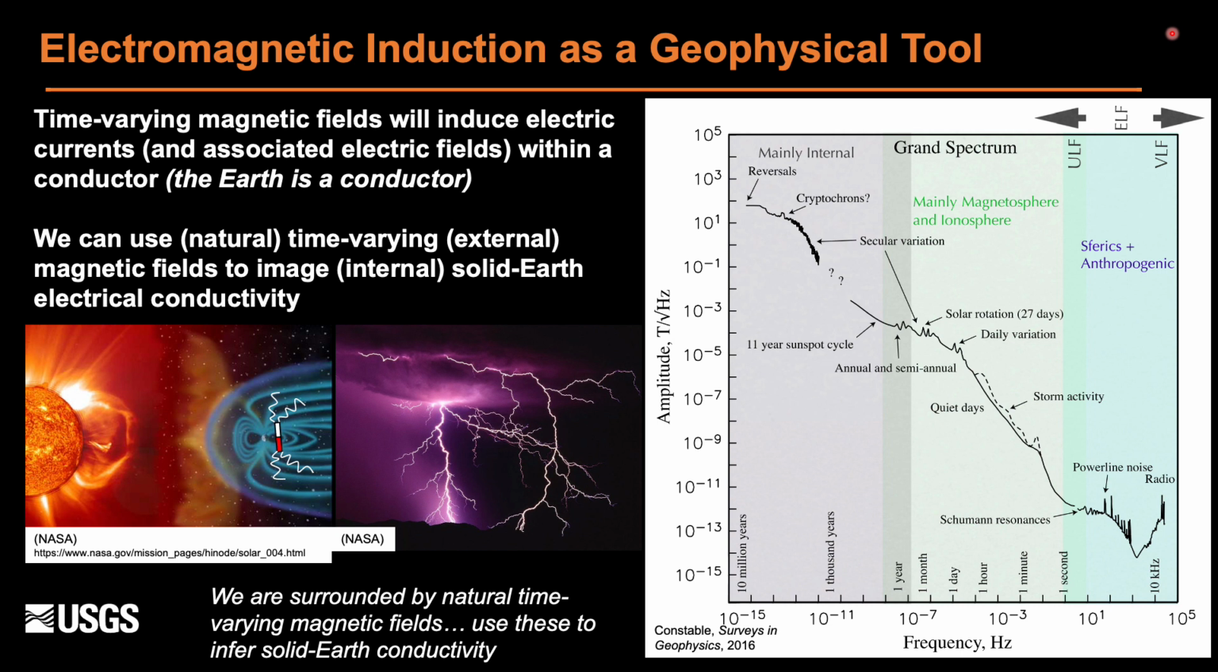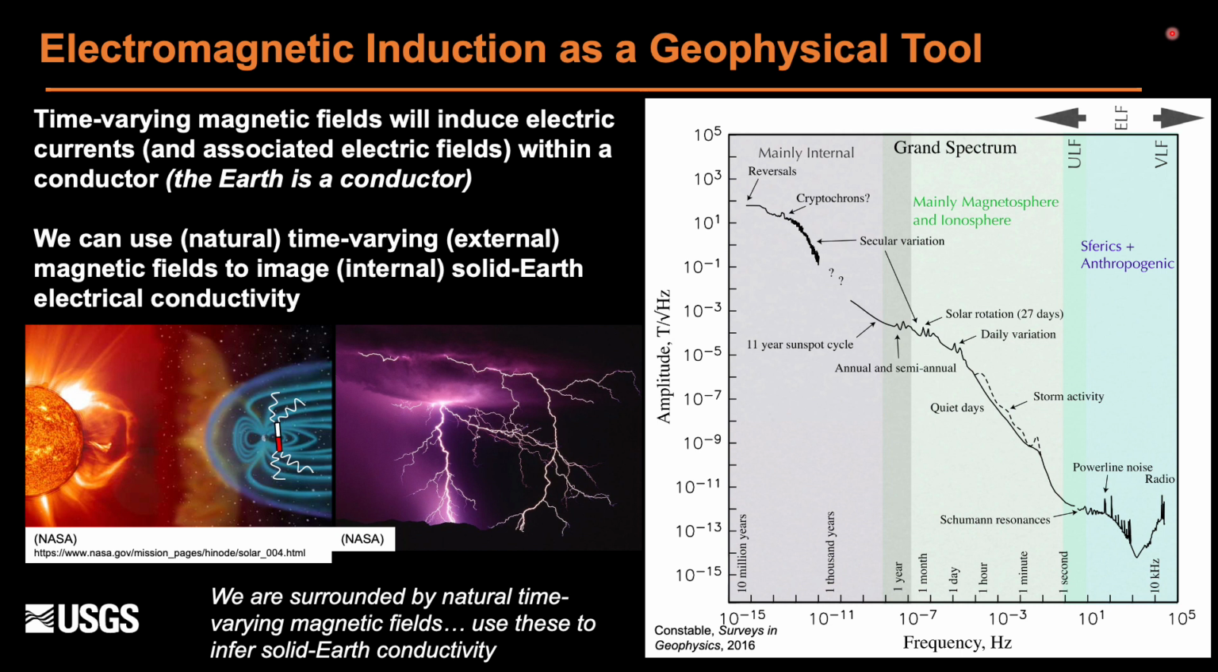In electromagnetic studies of the Lithosphere-Asthenosphere system, we rely on the physical principle of electromagnetic induction, in which a time-varying magnetic field will induce a transient electric field and electric currents within a conductor. And the Earth does in fact conduct electricity. It is not a particularly good conductor, but it nevertheless does conduct electricity. We are surrounded by natural time-varying magnetic fields, and we can use those fields as effectively a source to determine how the Earth conducts electricity internally.